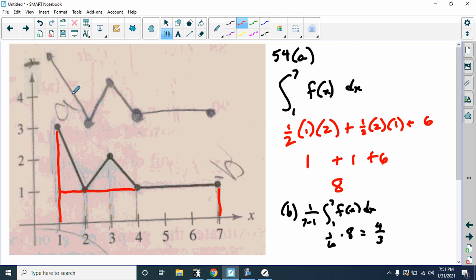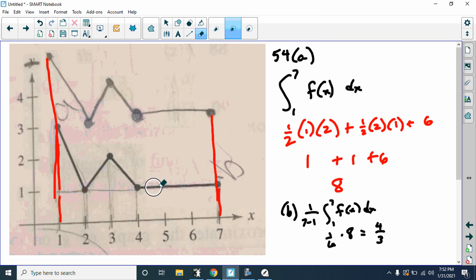Part C says we're going to translate this graph up 2, which is why there's a new graph here. If I take all these points and move it up 2, that one's at 5, this one's at 3, and so on. And it asks us to answer the same two questions, A and B. So the area this time is going to be everything under this guy here. So all this area is what I'm looking for.